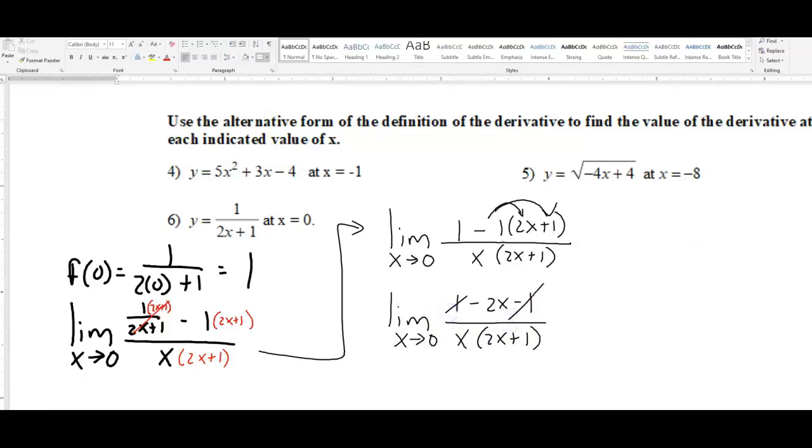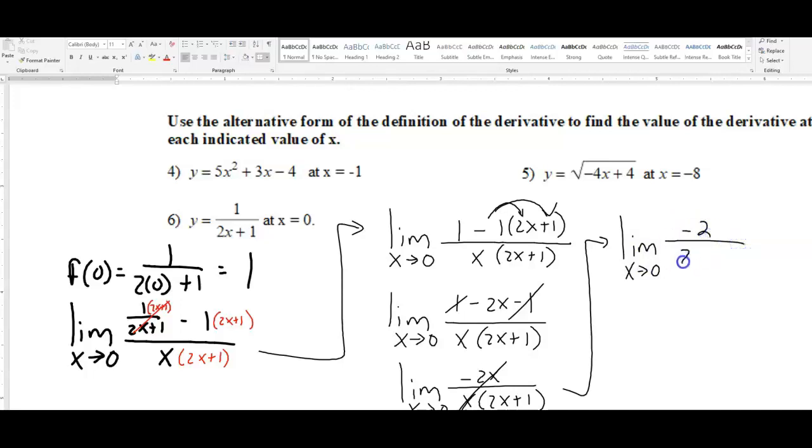The 1s are going to cancel here because 1 minus 1 is 0. Now I'm left with -2x over x times 2x plus 1. And these x's cancel each other out by division. And that removes the discontinuity. And then we go ahead and do our direct substitution to get our final answer. 2 times 0 is 0. 0 plus 1 is 1. So we're left with -2 over 1, which is just -2. All right? And so that's the alternative form of the limit definition of a derivative.